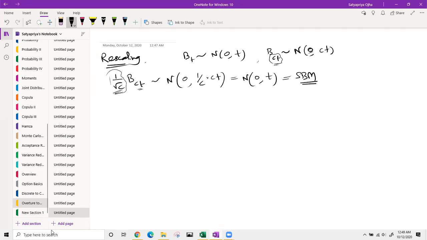Whenever we use the word standard, that always means it is free from parameters. There are no mu or sigma or anything. Standard normal has no parameters, 0, 1. There is no mu or sigma anywhere, so it is standard. Standard Brownian motion has no parameters. Does it have mu, sigma or anything? No. Hence it is called standard Brownian motion.